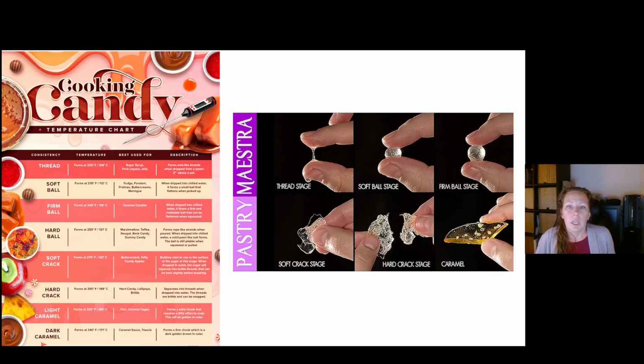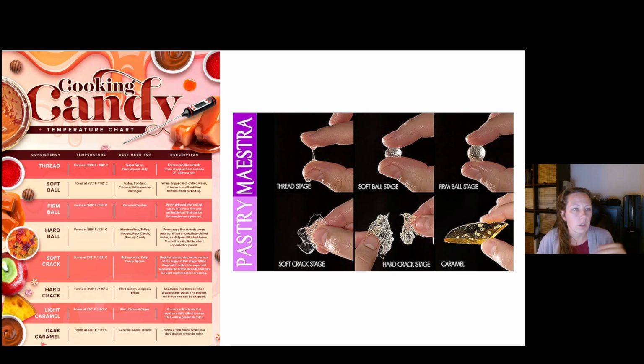Okay, so here is a chart, and you have one kind of like this, just less color, in your book. It has the names of the consistency, the temperature at which we achieve that, and what the candy at this temperature is used for. The names for the stages of the sugar, and the book does not explain this very well, are based on what happens if you drop a dollop of syrup into ice cold water.